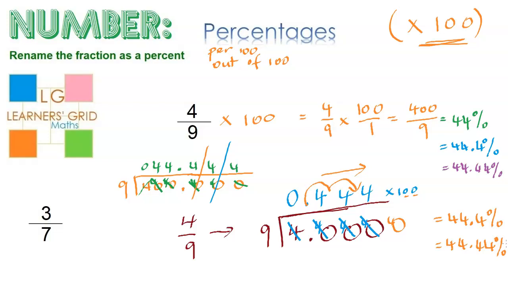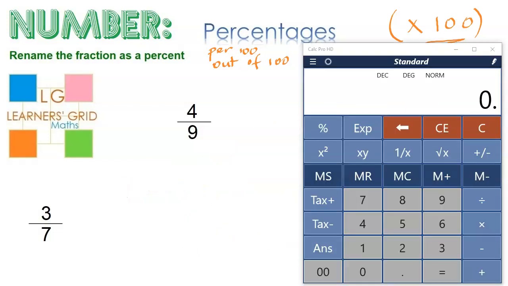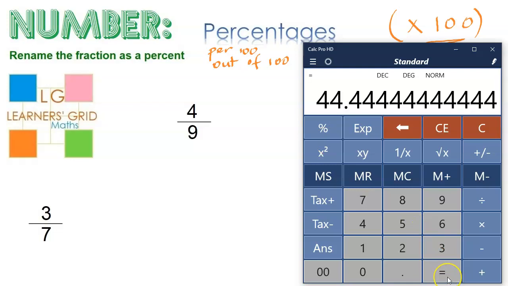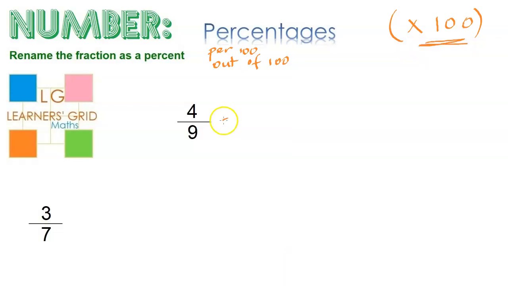The last way that's kind of common is to use a calculator. So let's use a calculator right here, and we'll go 4 divided by 9, then we do percent and equals. And there you go. 44.4 recurring percent. Just like that. Very, very simple.